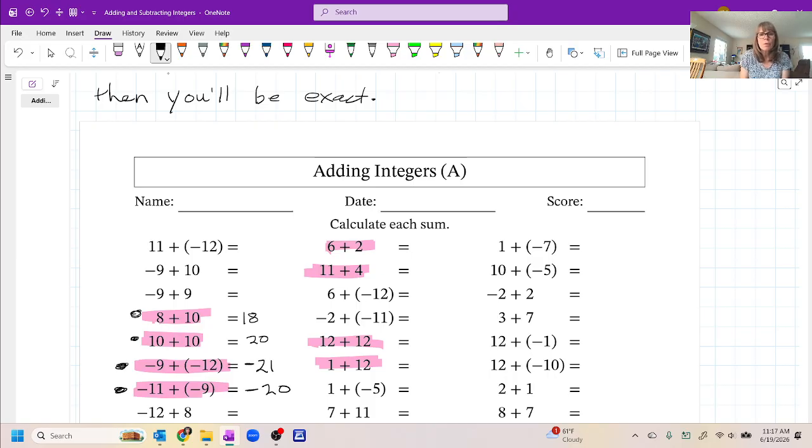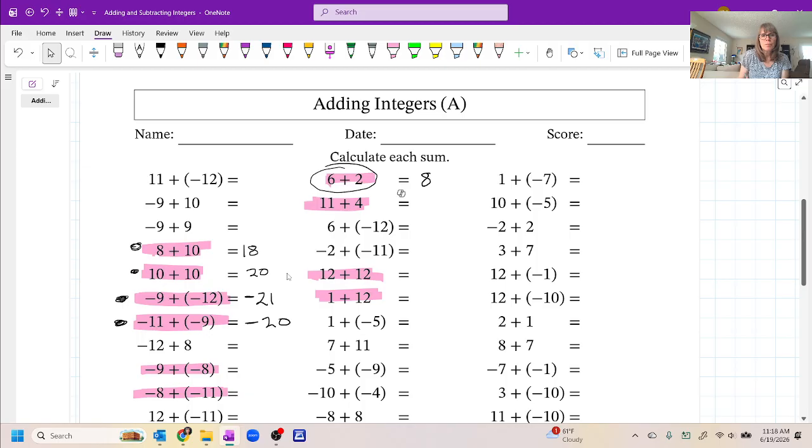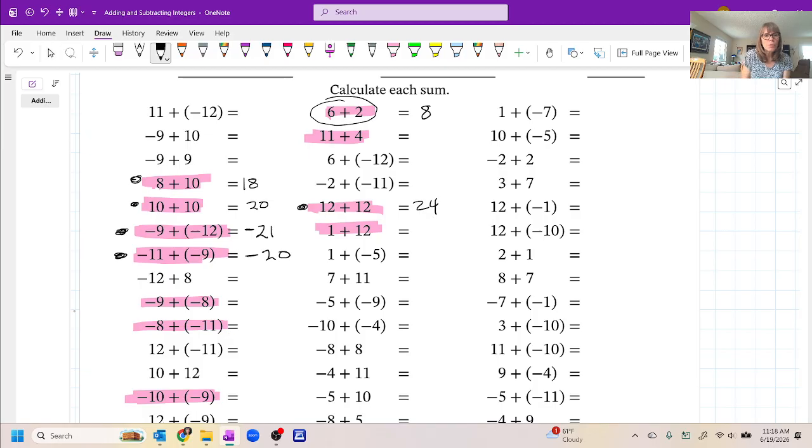Let's look at some of these over here. These are both positive money. So $6 and $2, that's going to be $8. This one, $12 and $12, that's going to be $24. Here's another one with two piles of debt. I have negative money and more negative money. So when I add those together, it's going to be a negative amount. And so 9 and 8 is 17. So it's going to be $17 of debt altogether.